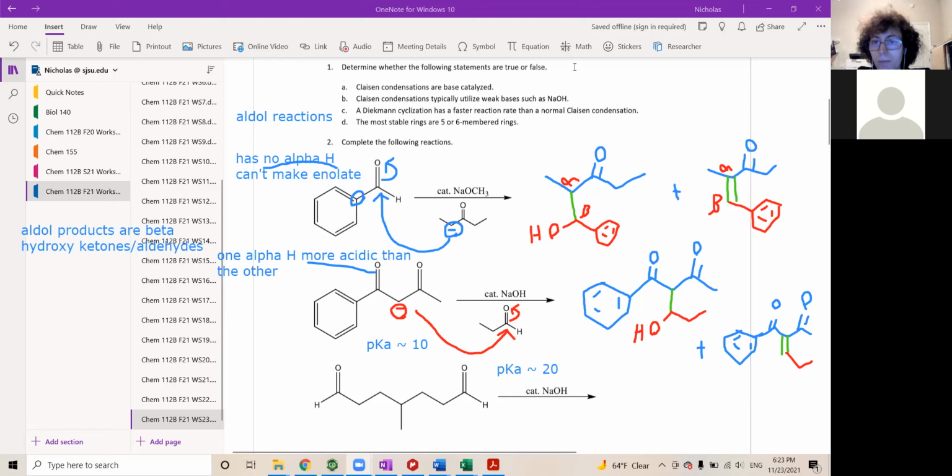Okay. I'm going to erase the screen in a second to go on to the last two on this page. But if there are any questions about this, feel free to ask.